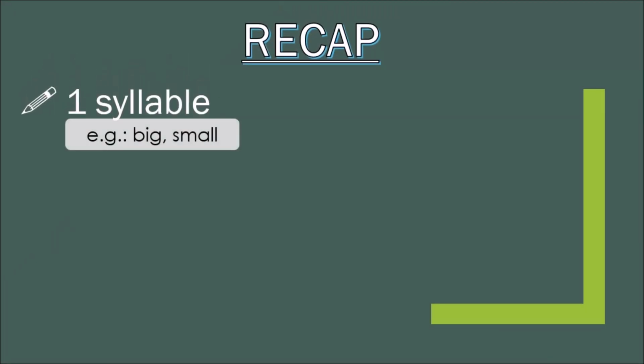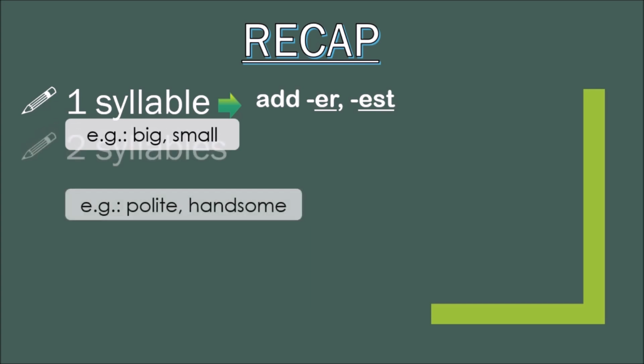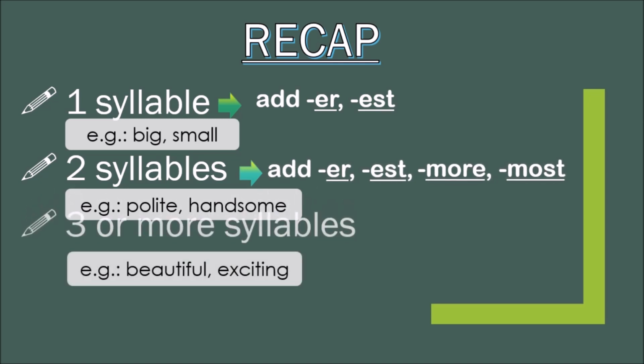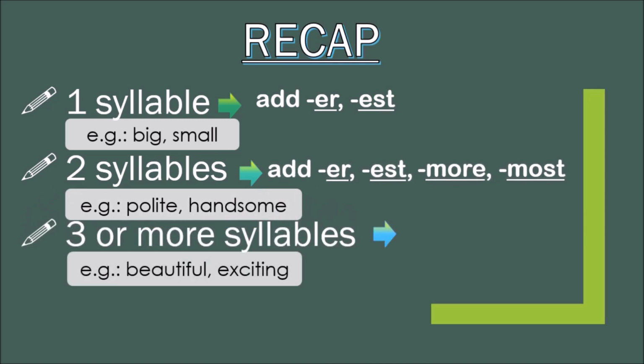Let's recap today's lesson. For one-syllable adjective, we can only add er, est. Two-syllable adjectives are quite tricky. Sometimes we add er, est. Sometimes we add more, most. Sometimes we can add both. For three or more syllable adjectives, we can only add more, most.